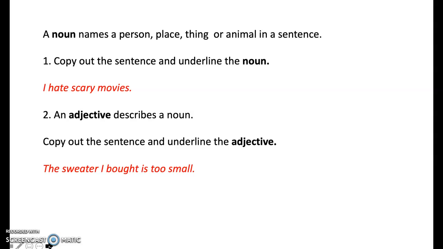A noun names a place, person, thing or animal in a sentence. You're going to pause the video now, copy out the sentences and underline the noun in these sentences that are highlighted in red. So the first one you're underlining the noun and the second one you're underlining the adjective.